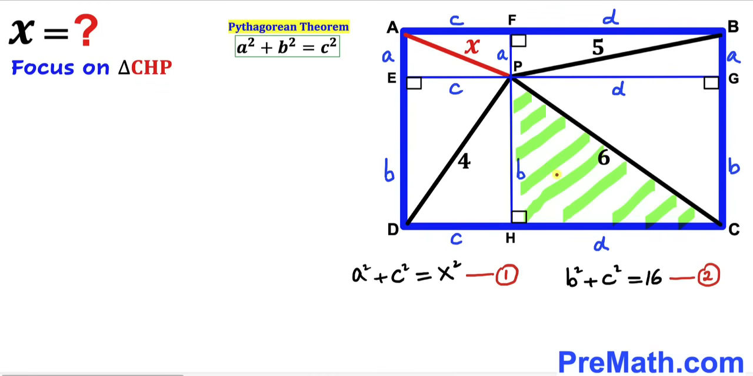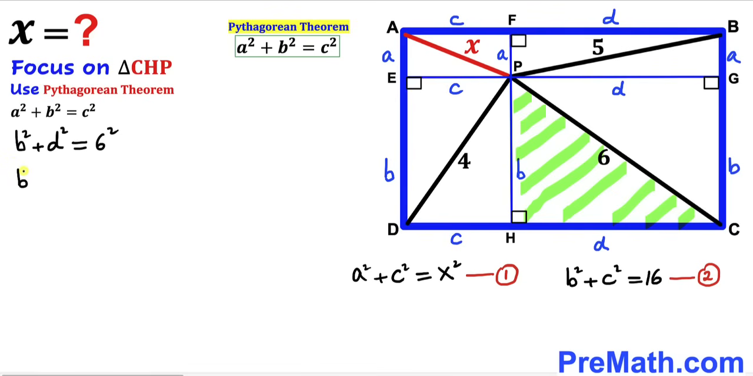Now let's focus on this right triangle CHP, and apply the Pythagorean theorem on this triangle. In our case, our hypotenuse is 6, whereas our 2 other legs are lowercase b and lowercase d. Let's fill in the blanks in this formula. So we got b square plus d square is going to be equal to 6 square. Let's simplify. So b square plus d square is equal to 36, and we are going to label this one as our equation number 3.